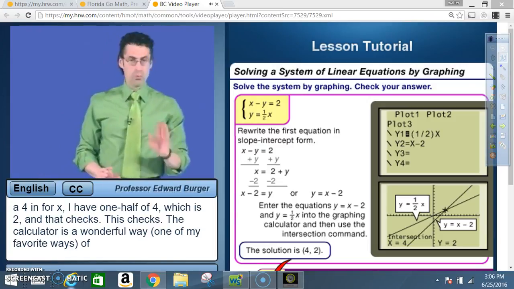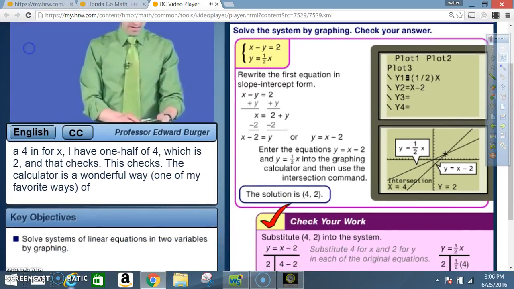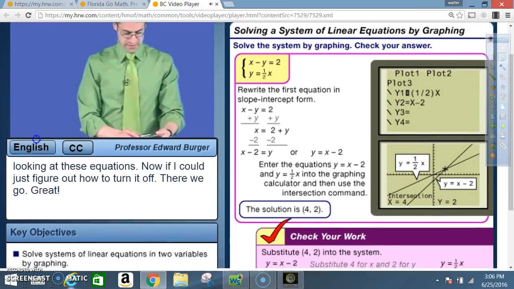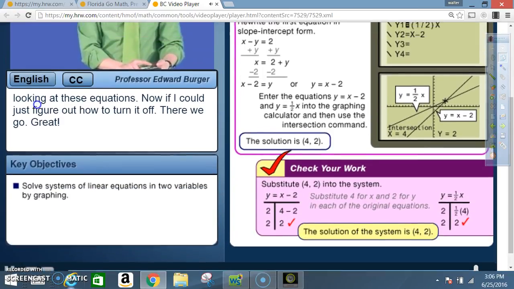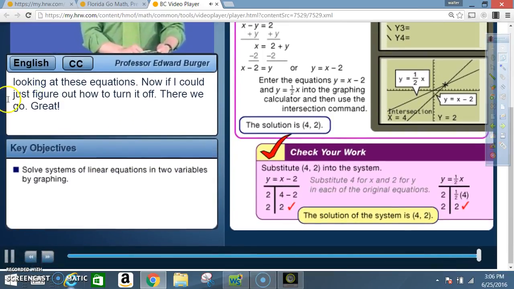So the calculator is a wonderful way, in fact, one of my favorite ways of playing with looking at these equations. Now, if I could just figure out how to turn it off. There we go. Great.